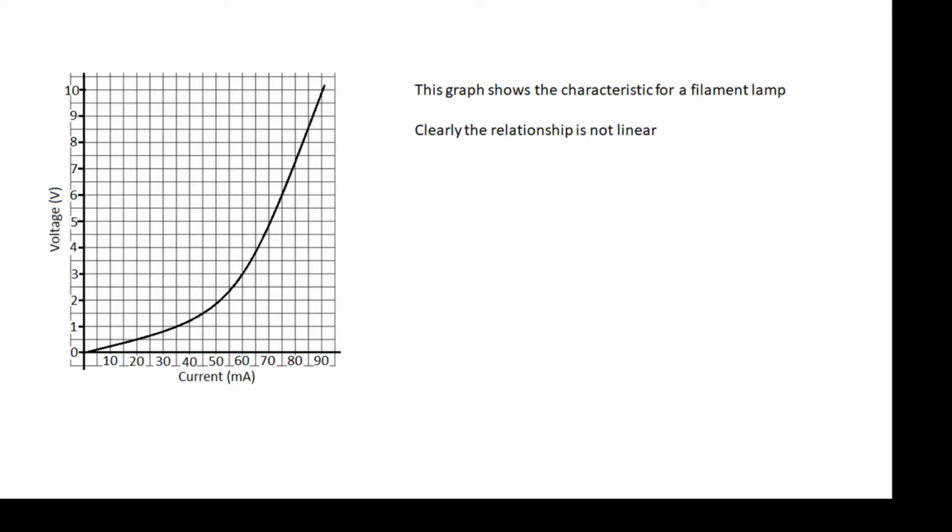Now, this is a characteristic for a filament lamp, a light bulb which has a filament in it. Looking at the graph, voltage against current, clearly it's not a straight line. The relationship is not linear.